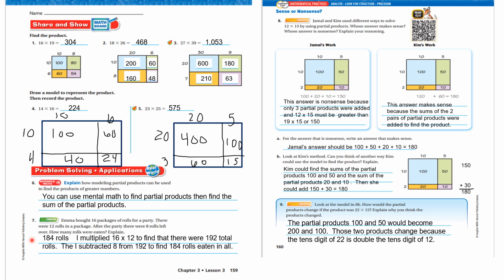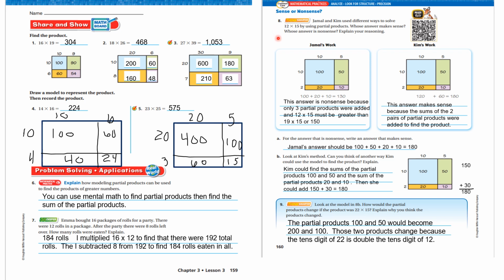There were 184 rolls. I multiplied 16 times 12, 16 packages times 12 rolls in a package, to find that there are 192 total rolls. Then I subtracted 8 from 192 to find 184 rolls eaten in all. Okay. Does this make sense or not, or nonsense? Jamal and Kim use different ways to solve 12 times 15 using partial products. Whose answers make sense? Whose answer is nonsense?